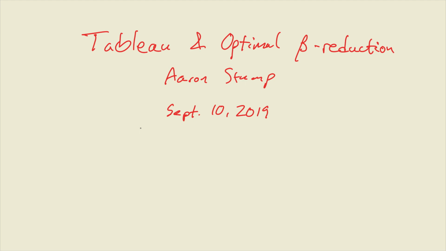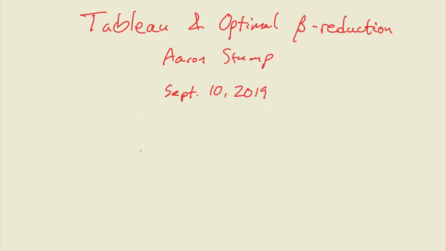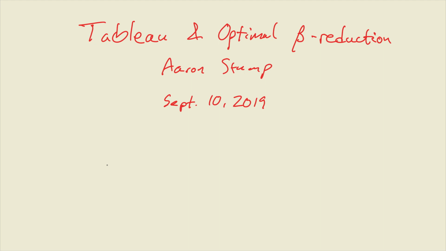Hello, I'm recording another video about some new ideas on the connection between tableau proof systems and optimal beta reduction. This is Aaron Stump, and in my first video about this recently, I was talking about the idea that this proof method called tableau could possibly lead to a new approach to optimal beta reduction. And so I'm assuming my viewers here know something a little bit about optimal beta reduction, maybe more than I do, but maybe don't know so much about tableau.